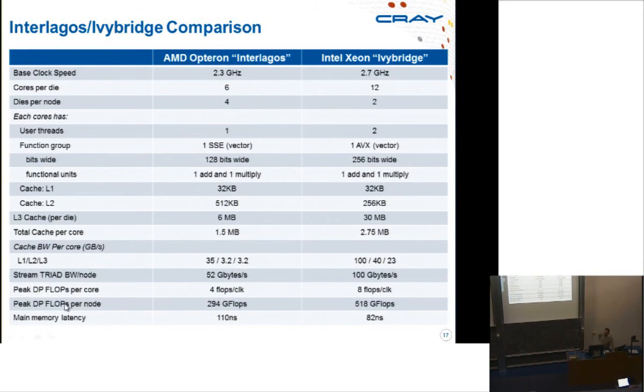Memory bandwidth to main memory, stream triad, 100 gigabytes per second, almost double. And significantly improved latency from 110 nanoseconds to 82 nanoseconds. So again, hopefully memory accesses should be significantly improved.